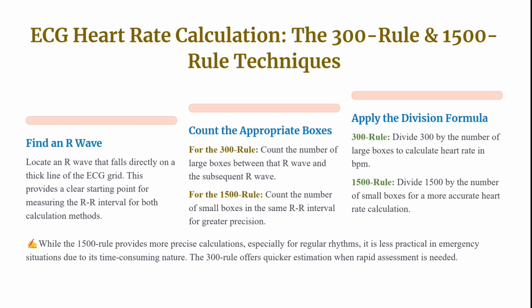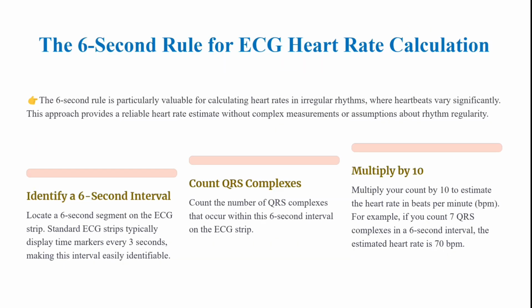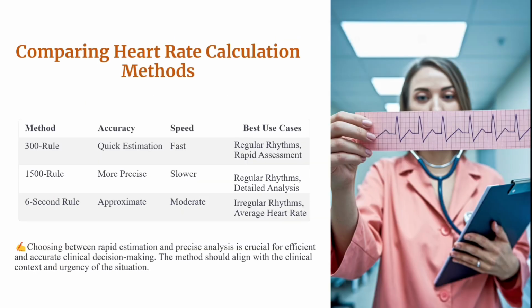For irregular rhythms, these methods are unreliable. Instead, the 6-second rule is preferred. This method involves identifying a 6-second ECG strip, counting the number of QRS complexes within that time, and multiplying by 10 to estimate the beats per minute. This provides an average heart rate, which is particularly useful in conditions like atrial fibrillation, where the rate fluctuates significantly.